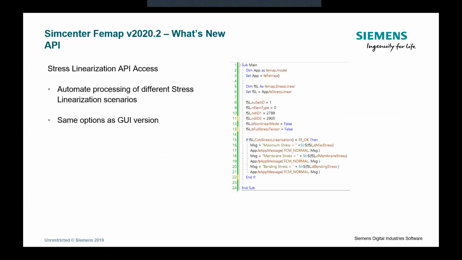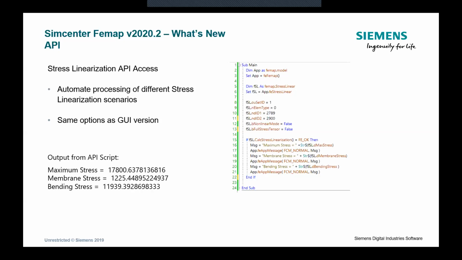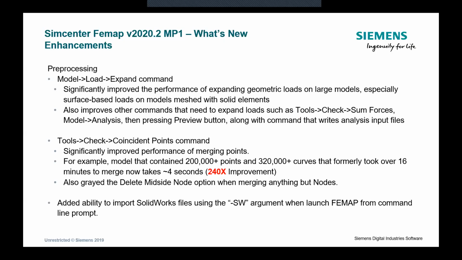We also gave access to the stress linearization tools. So the stress linearization functionality is also now in the API. And it just allows you to essentially do stress linearization. Let's say you wanted to make 17 of those stress classification lines, and you just needed the results from each one of them. But you didn't actually need to physically see them because you kind of know where they're going to be. You can just use the API to do that in a loop.